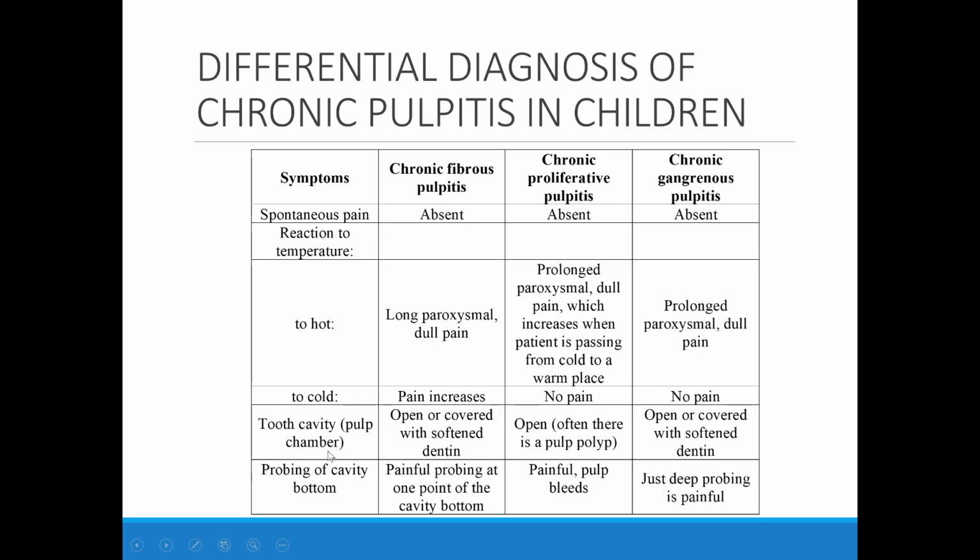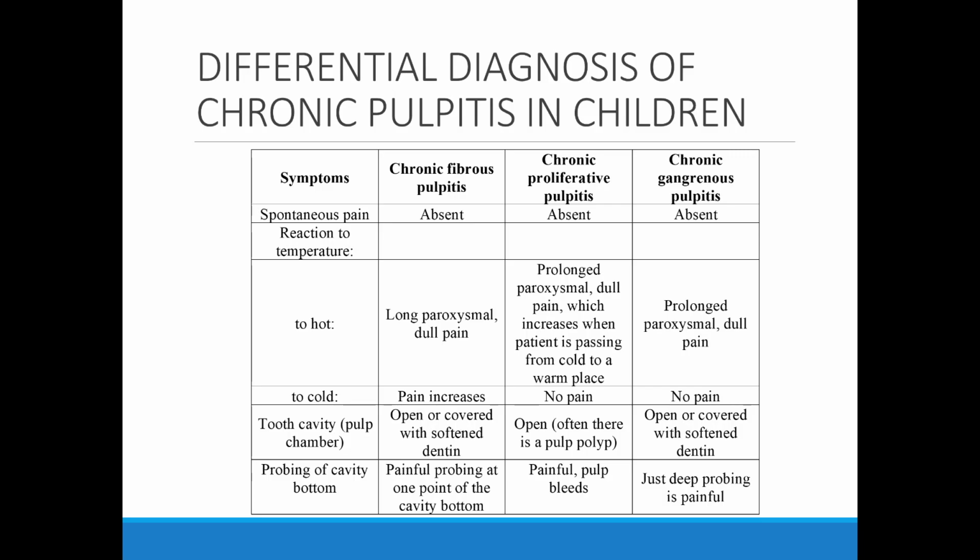Tooth cavity, pulp chamber, in chronic fibrous, it's very often opened or covered with softened dentin. In chronic proliferative, it's open, and I told you, in this case, we often see the pulp polyp. It can be closed. In this case, very often we see fistula on gingiva because pulp is growing in apical direction.